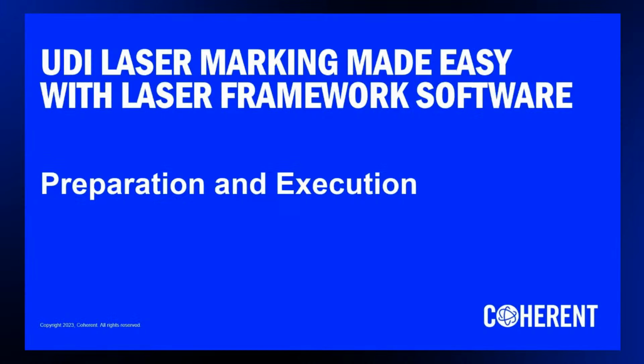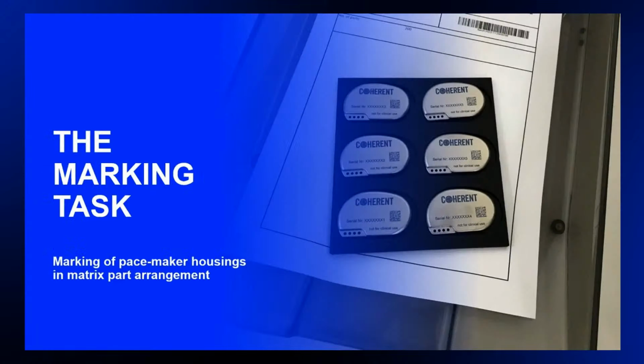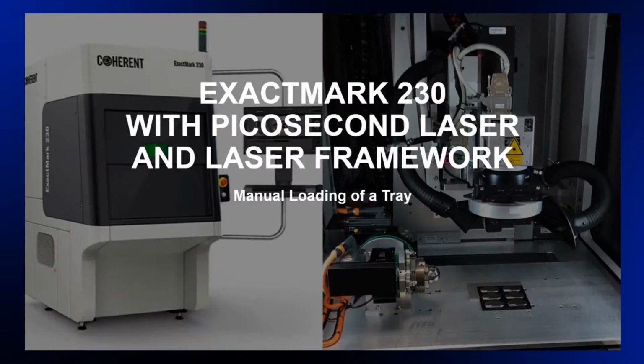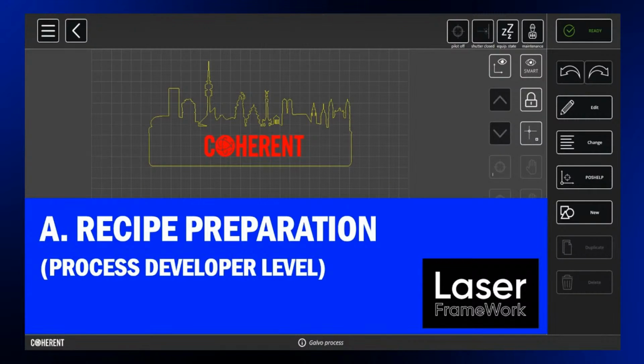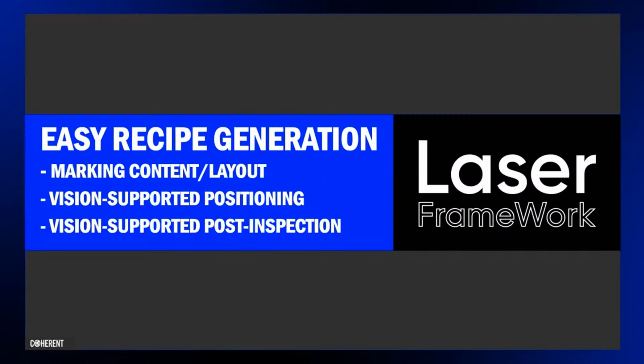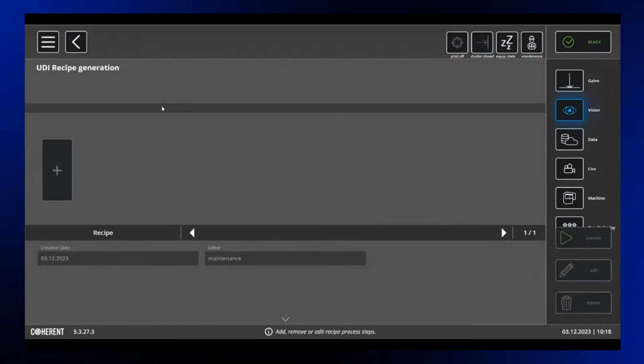Within this short video, we are going to show you how easy laser marking jobs can be prepared and executed with Laser FrameWork. The first part is the preparation of a recipe. This can be done offline or at the machine. This is the recipe editor. The user can select predefined tasks on the right-hand side and move them to the timeline, for example a laser marking task, vision tasks, or live view for the operator.